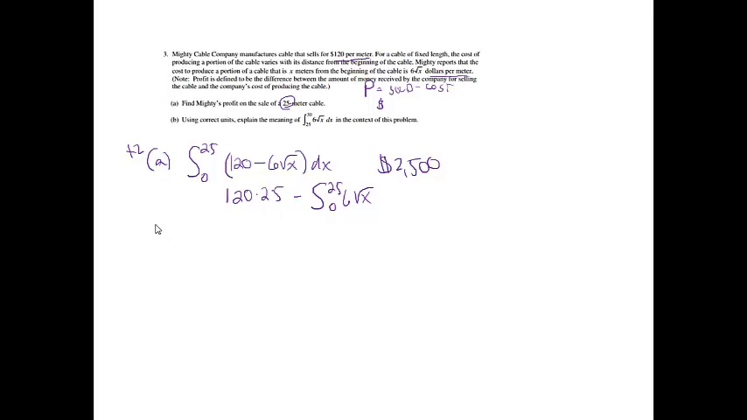All right, so part B, using correct units, explain the meaning of the integral from 25 to 30 of 6 square root of x dx in the context of this problem. Remember again, if we're taking the integral of 6 square root of x, this was a cost per meter. It's dollars per meter. This is going to give us the number of dollars.